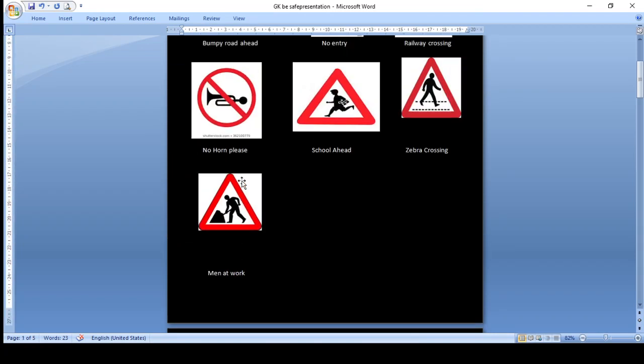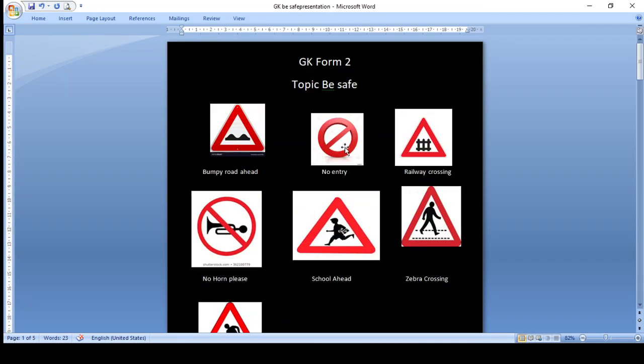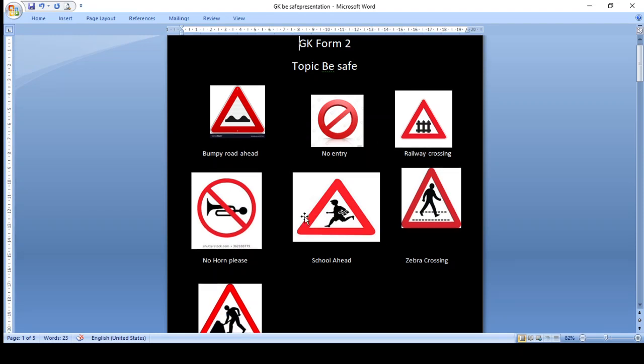Along with this, all are traffic rules, right? That just ahead there will be a railway crossing. This symbol means you can do zebra crossing from here. This symbol means just nearby there is a school. No horn, bumpy road ahead, right?